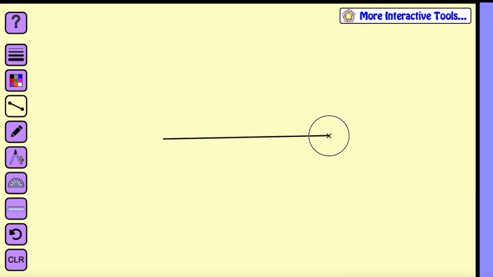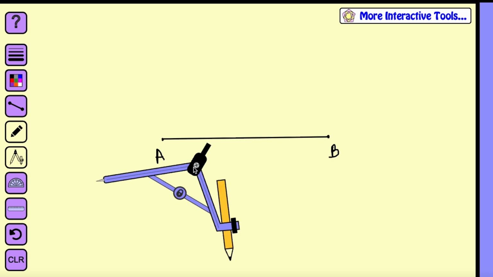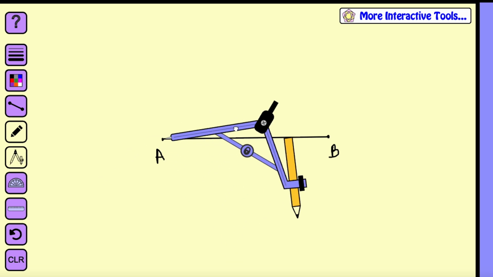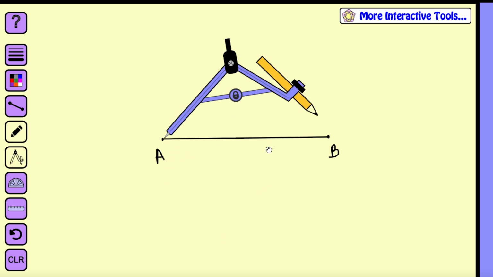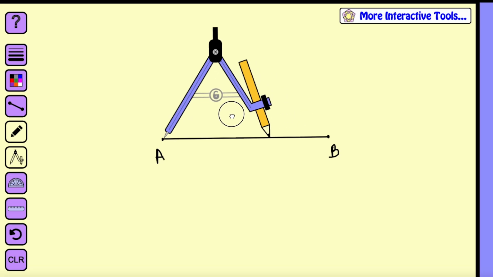Now let's do the construction of a perpendicular bisector using a compass and a straightedge. Let's draw the given line segment, AB. Leave the point of the compass on one end of the line segment. Using visual judgment, extend the span of the compass so that the pencil goes beyond the midpoint.